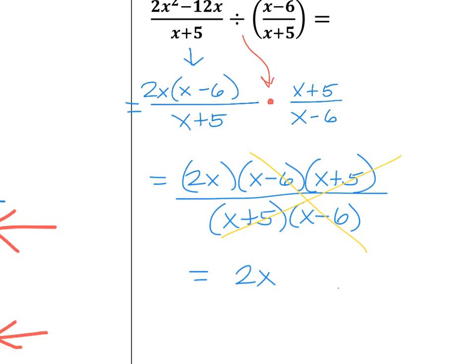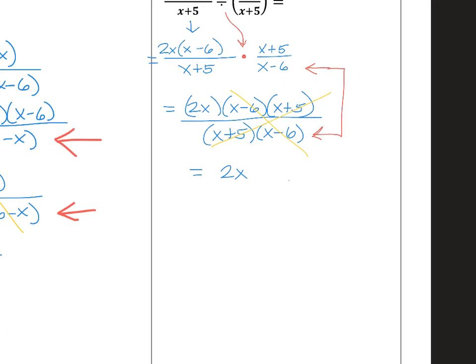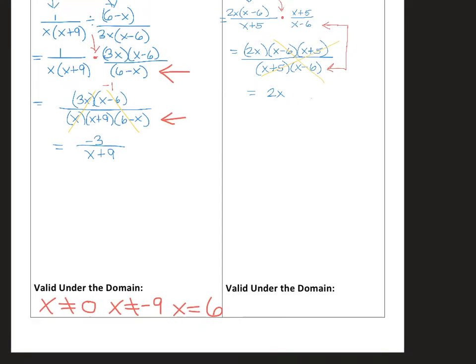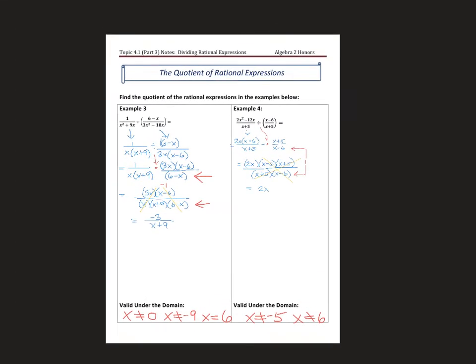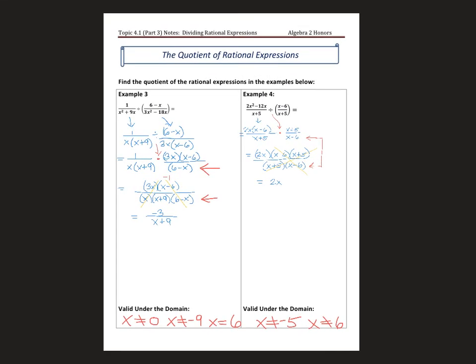So what rows are we looking at to determine our valid domain, either here or here? So we can see that we would have to exclude x equals -5, and we have to exclude x equals +6.